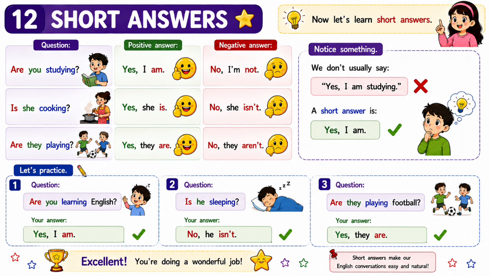Now, is she cooking? Positive: Yes, she is. Negative: No, she isn't. And are they playing? Positive: Yes, they are. Negative: No, they aren't. Let's practice.